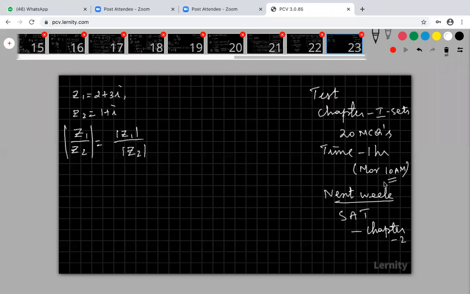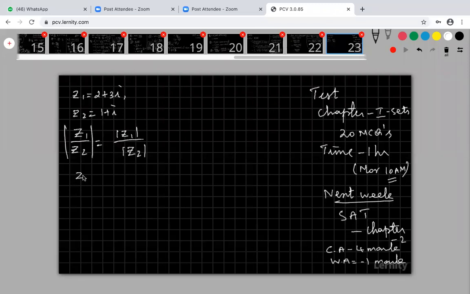10 a.m. to 5 p.m. Each question carries 4 marks for a correct answer. Okay, for a wrong answer, minus 1 mark. Wrong answers minus 1, correct answers 4. Each question carries 4 marks. For every wrong answer, 1 mark will be reduced. Okay. Right, now come to that.